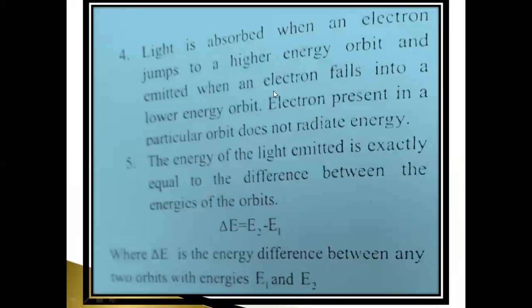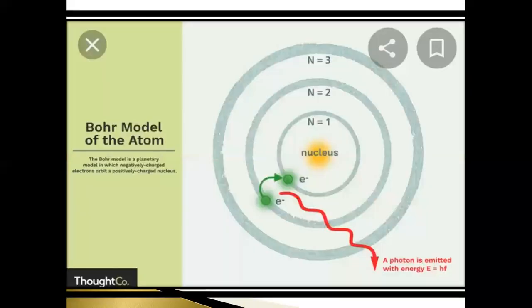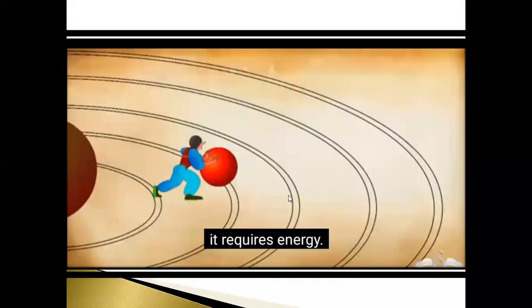Light is absorbed. This is again the answer: the electron is not emitting energy continuously. It emits energy only when it jumps from higher orbit to lower orbit. If it jumps from higher to lower orbit, it will emit energy, and when it jumps from lower to higher orbit, it absorbs energy or it needs energy.